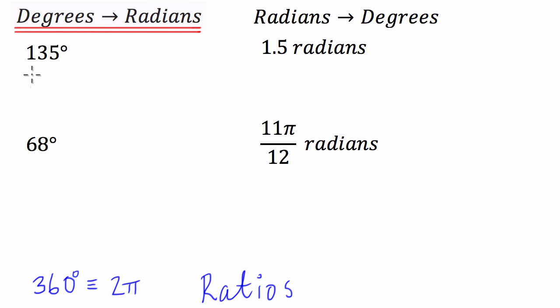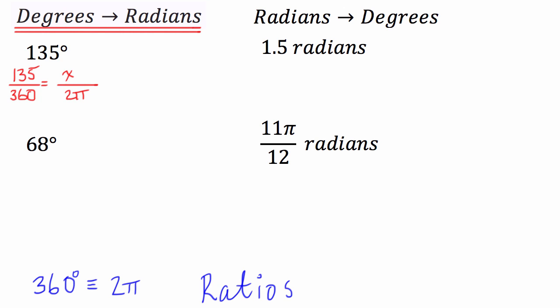Well, what I do is I work out, what is 135 as a fraction of a full circle? So I go 135 over a full circle, 360, and I know that's going to have to be equivalent to whatever my radians are over 2 pi. So I'm trying to solve for x here, guys.